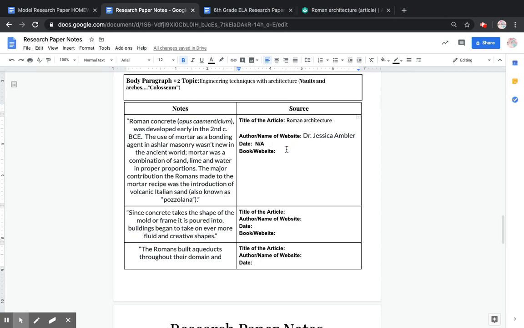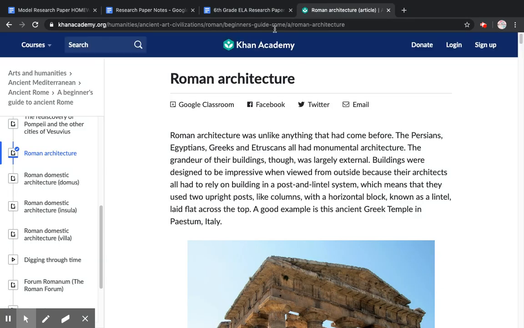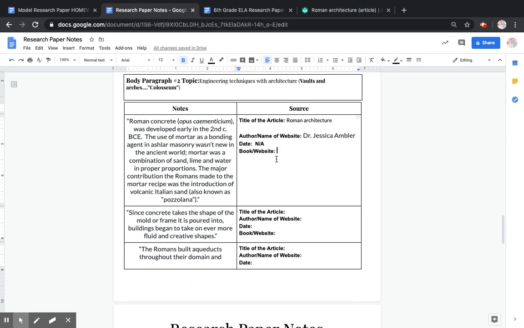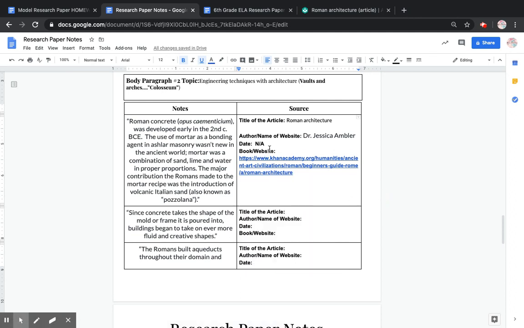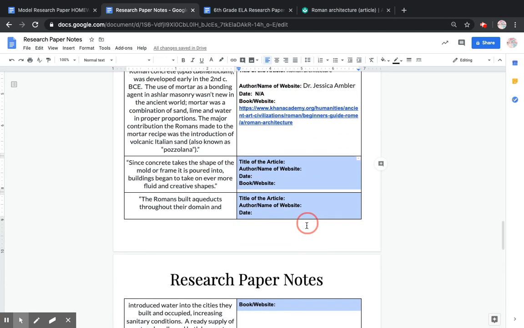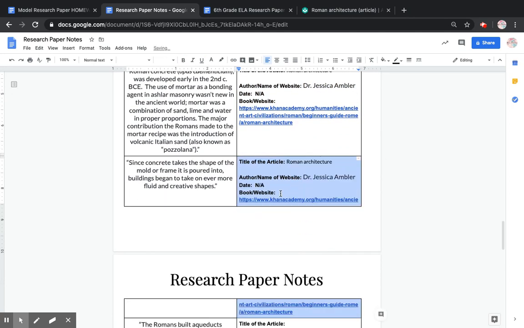It doesn't have one. And then my website. So I'm going to go ahead and copy my website. That way, if for any reason I want to go back and reread and maybe find different information, I now have the link here so I can go right to the article that I had. So I got this all from the same source, so I can copy this whole block and just paste it in here.